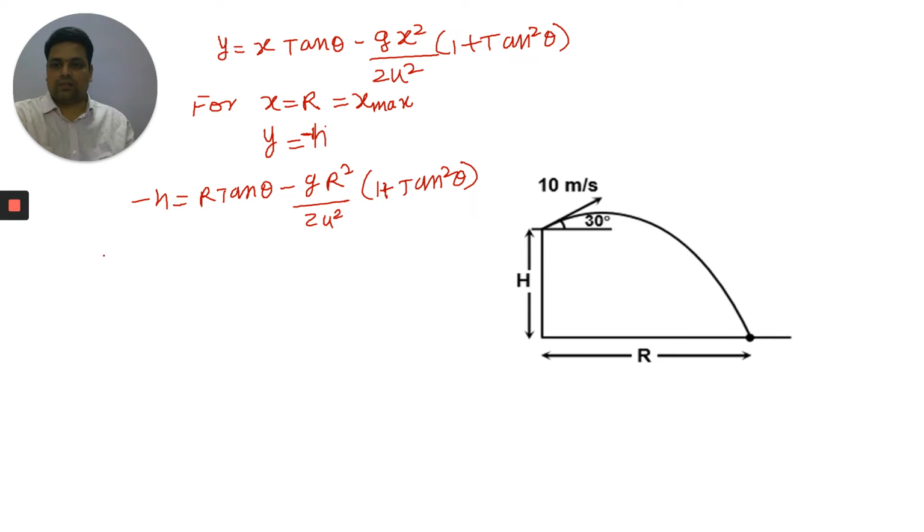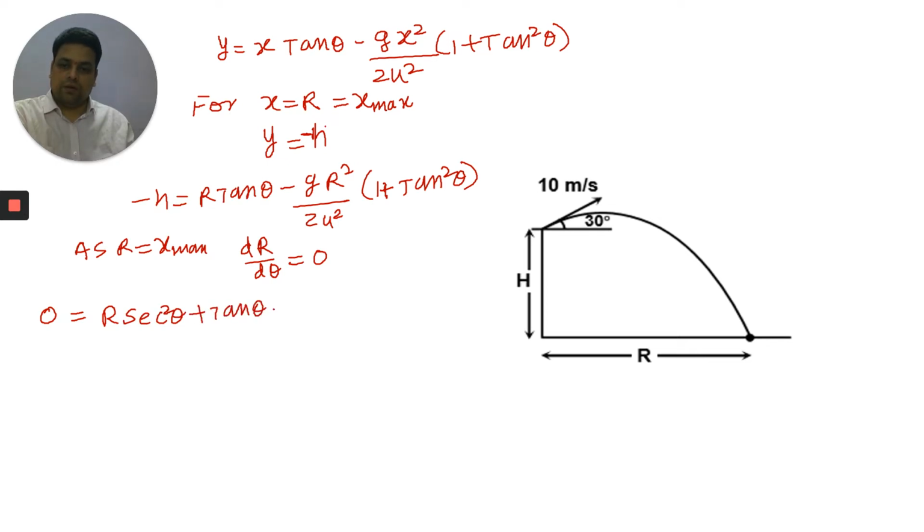As r is the x maximum, we can write dr by d theta is 0. So let's differentiate. Anyway, minus h is a fixed value. Differentiating with respect to theta, d by d theta of minus h is 0. And in the case of r tan theta, we'll have r secant square theta plus tan theta into dr by d theta. Anyway, this part is 0 because dr by d theta is 0.